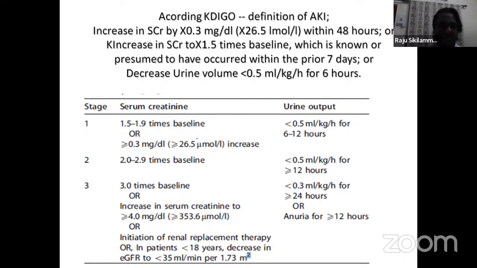Then they are staged into 3 stages. The stages, serum creatinine and urine output criteria are the same as the AKIN criteria, but they included patients less than 18 years of age and GFR less than 35 ml per minute per 1.73 square meter. But comparing the two studies, RIFLE and AKIN, this criteria is superior in predicting mortality, diagnosis and hospital length of stay.